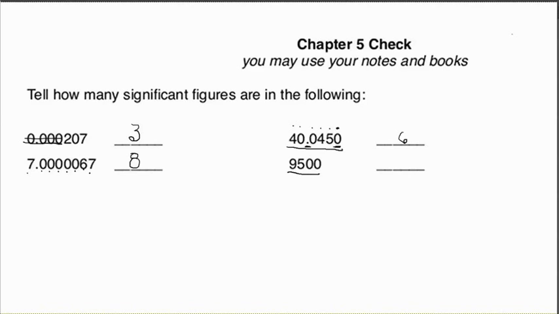And the last number is 9,500. We have 2 trailing zeros. When you don't have a decimal, these zeros are not significant, so this one would have 2 significant figures.